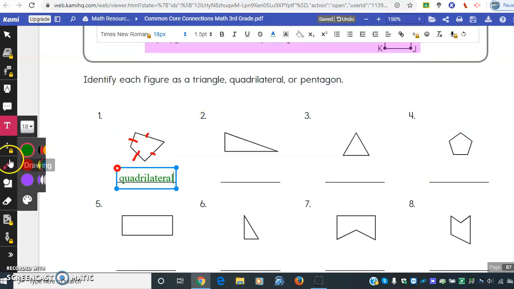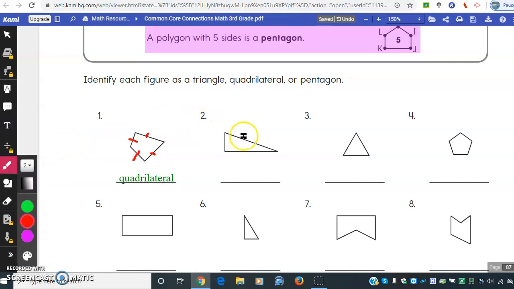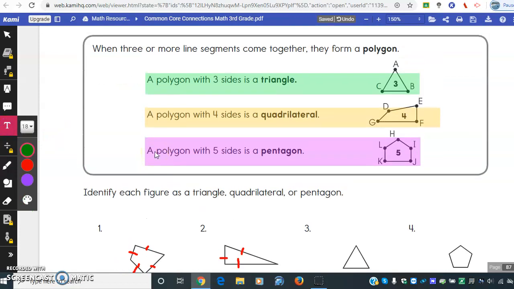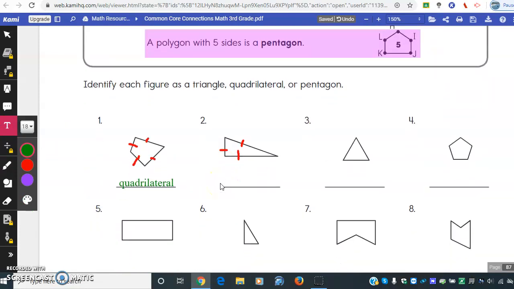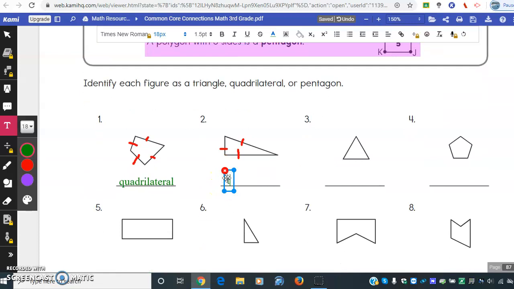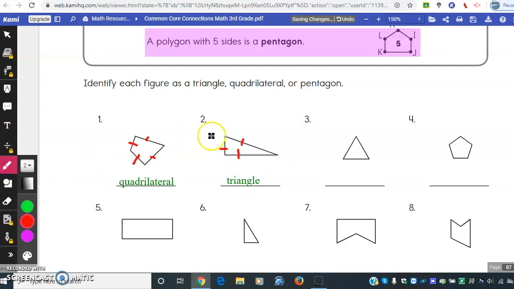Number 2, again, counting sides, although most of you can recognize this one just by looking at it. It has 3 sides, so it is a triangle, because a polygon with 3 sides is a triangle. And then you're going to type that in. Number 3, again, looking at the sides, 1, 2, 3, we have a triangle.